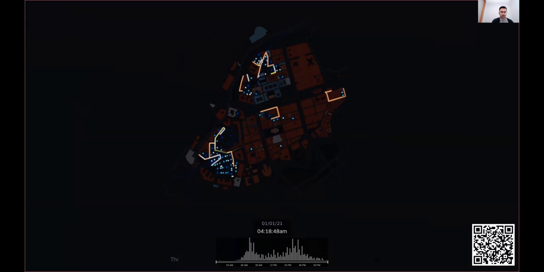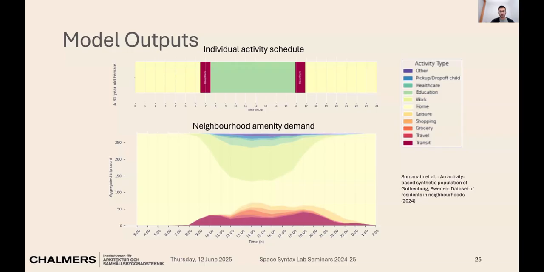So the simulation starts at 3 a.m. and ends at 3 a.m. the next day to account for people who have to work throughout the midnight, a kind of graveyard shift.